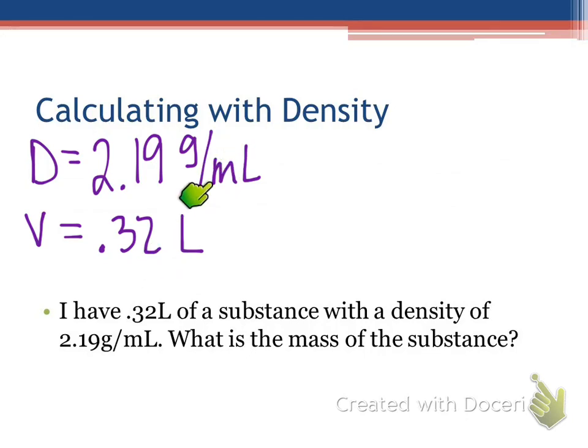The much easier route would be to convert this. We would just convert the liters to milliliters, rather than try to do anything with our density. Do we see why we need to do that? Our units have to match, so we need to convert that to milliliters. Go ahead and do that conversion, and then get it plugged into your equation to solve for mass. I'll be walking around if you have questions.